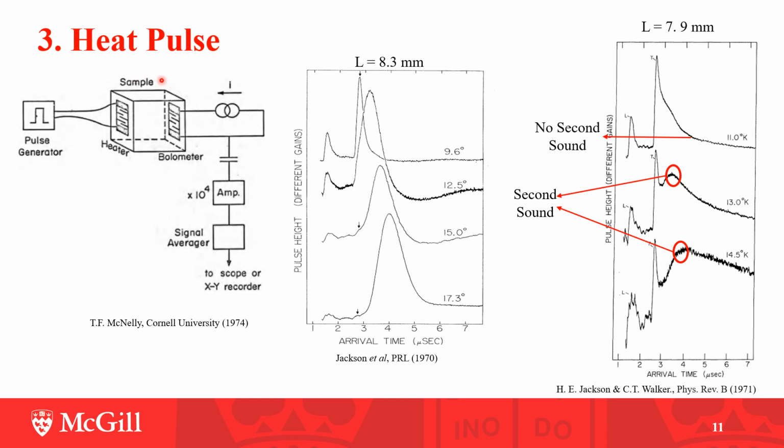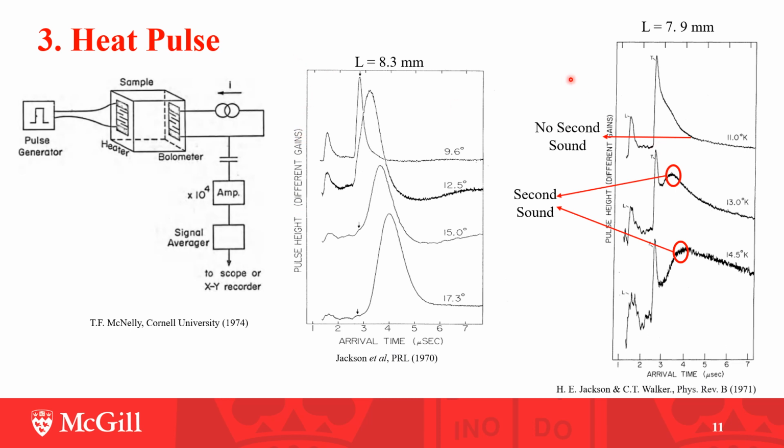Finally, we have the heat pulse. Heat pulse also can be used to detect the second sound. This setup is an example of sodium fluoride second sound experiment. By applying the heat pulse experiment, the relation between the arrival time and pulse height can be determined.